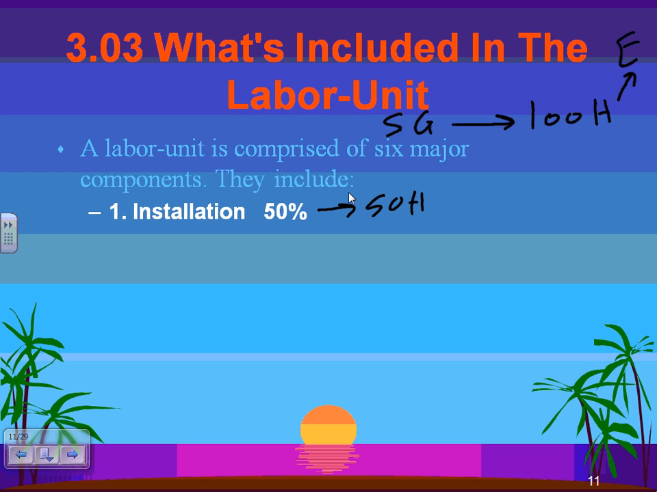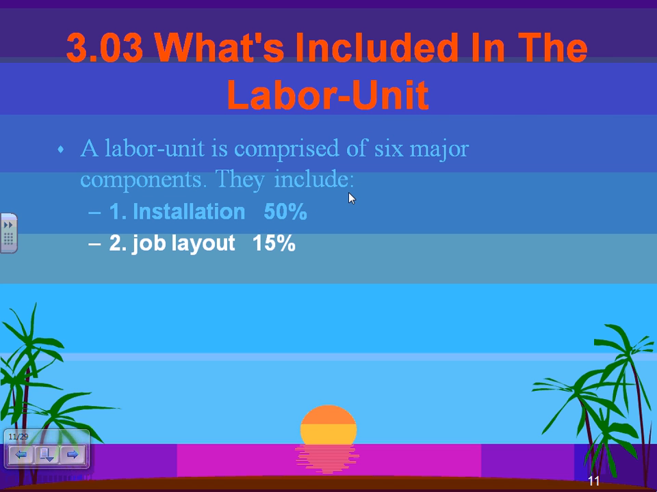Let's keep going. 15% is to do what? Another 15 hours to do the layout and the measurement. When you have a switchgear, you have to maintain clearance in front of it. You're going to orient it, decide whether to put it on this side or the other side, laying out the job and measuring the clearances to make sure they meet code. That's another 15 hours, right?